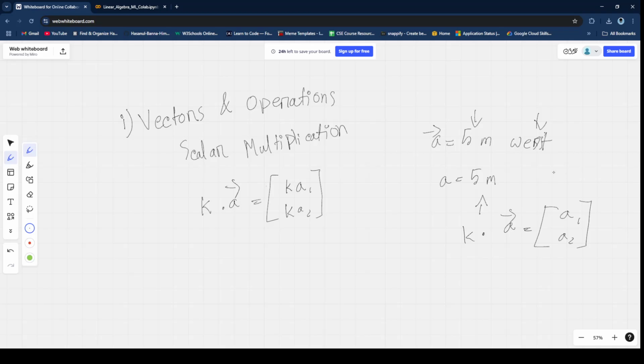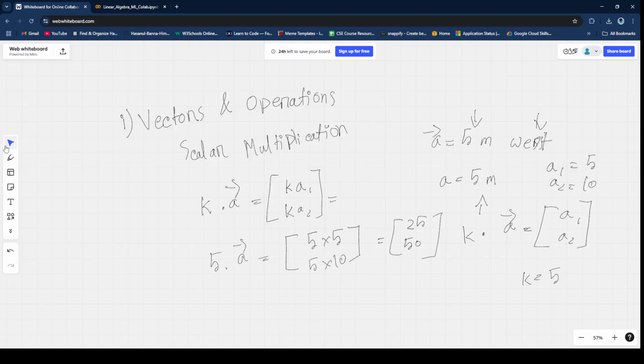Let's say for another example, I have the value of a1 as 5, a2 as 10, and for the scalar element k we have 5. So we will be multiplying 5 with the a vector. If we multiply this, it will be 5 multiplied with 5 and 5 multiplied with 10. So it will be 25 and 50. So this is how scalar multiplication is done.